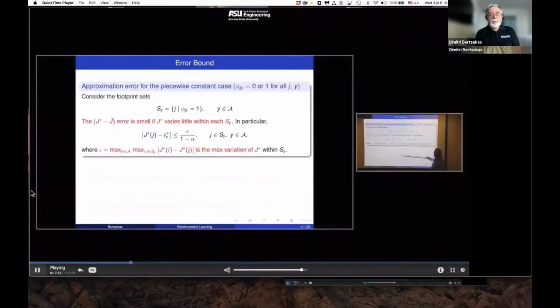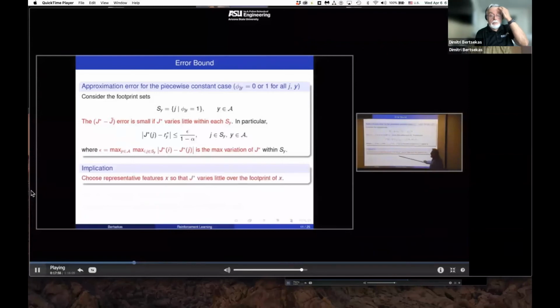And here's the bound. If epsilon is the maximum variation of J star within each footprint set across representative features, then the error of the approximation scheme is epsilon over 1 minus alpha. It's an amplification factor 1 minus alpha. This is just a generalization of the bound I gave in the previous lecture for representative states, which is not a surprise because representative states is a special case of representative features.